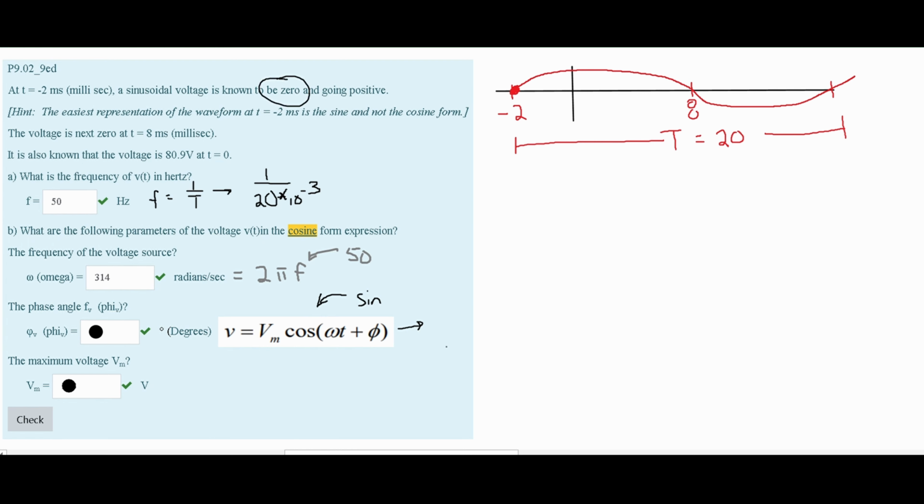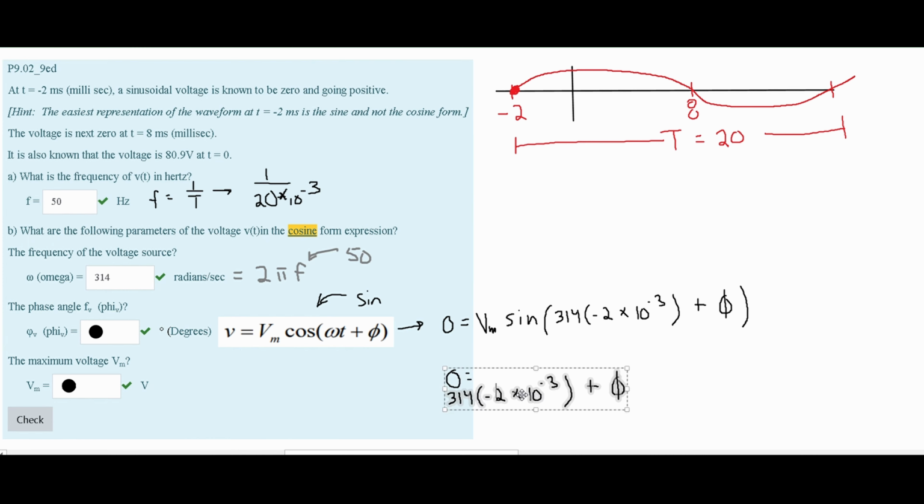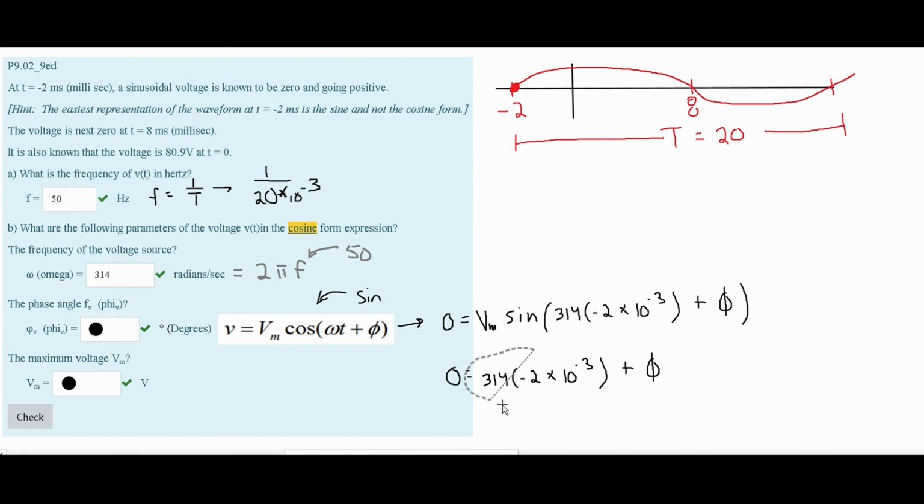Our V is 0 because the voltage at negative 2 milliseconds is 0. We set this equal to Vm times the sine, remember, because right now we're solving for sine, and we'll convert to cosine afterwards, of omega, which is approximately 314, times our time, negative 2 milliseconds, which we convert using 10 to the negative 3, plus our phase angle, which we don't know yet. We divide both sides by Vm so it cancels out, and then take the arc sine. Remember, the calculator gives radians. This gives 0, so 0 equals omega t plus the phase angle. Now we move omega and t to the left side so the phase angle is by itself.